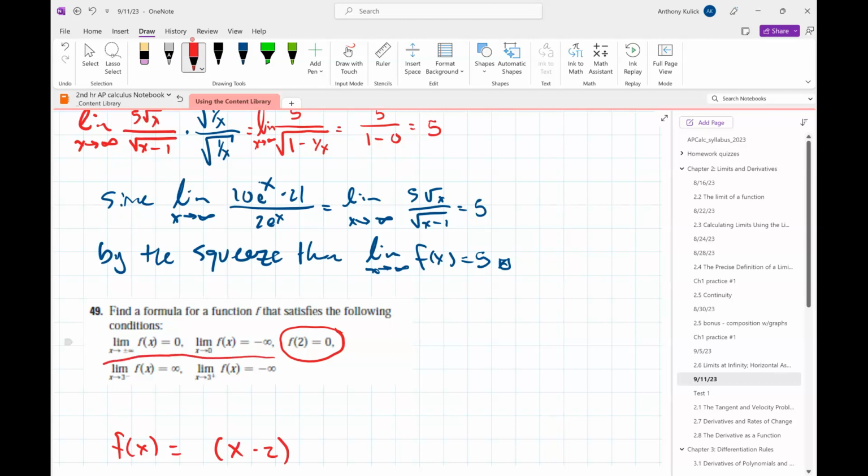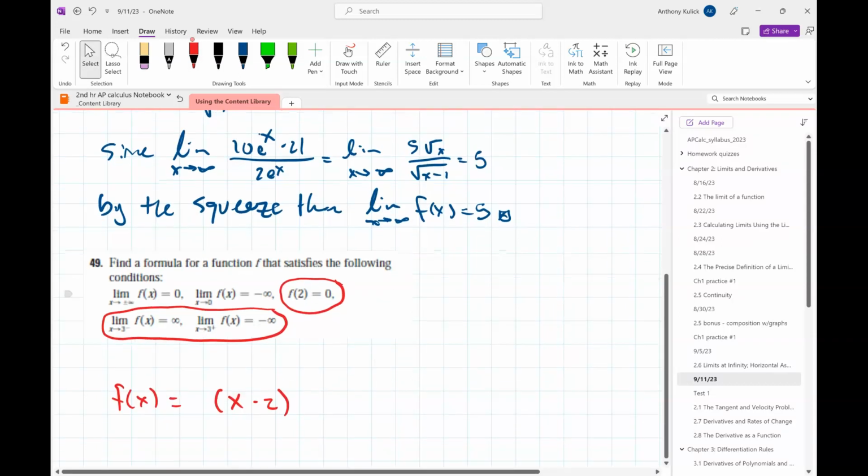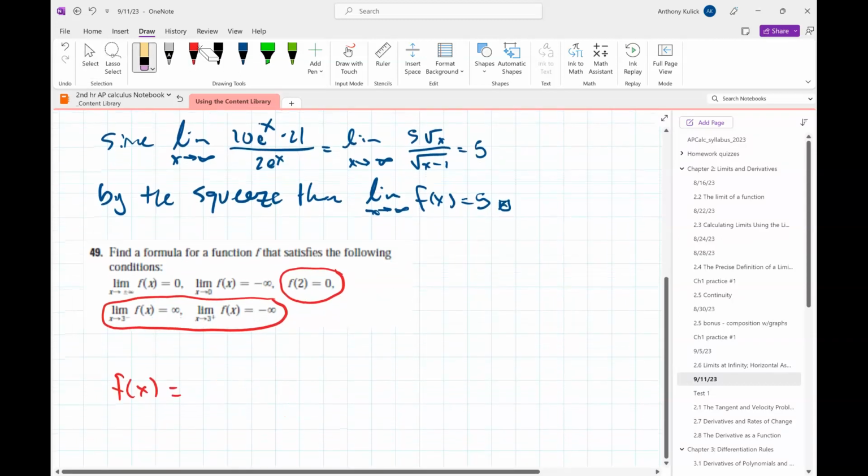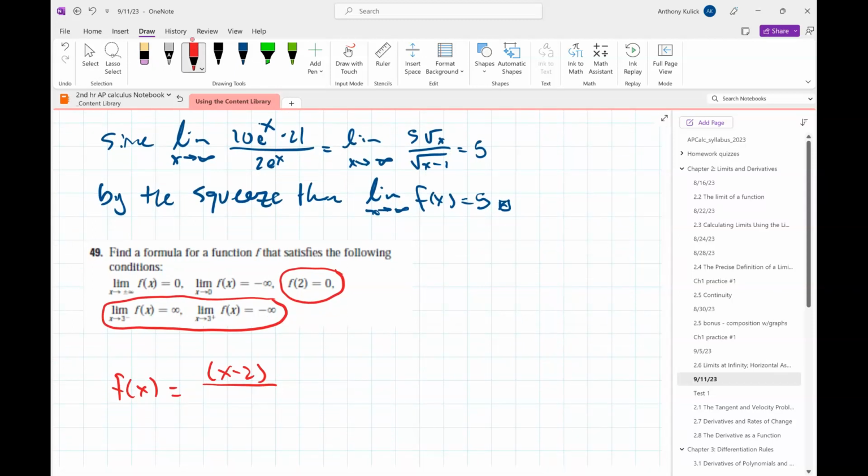What is this stuff telling me? Well, no, this is an infinite, right? Because it's going to infinity. And what is an infinite discontinuity telling us? Vertical asymptote, right? So what is this going to look like to have a vertical asymptote? Yeah, I'll divide by an x minus 3, right?